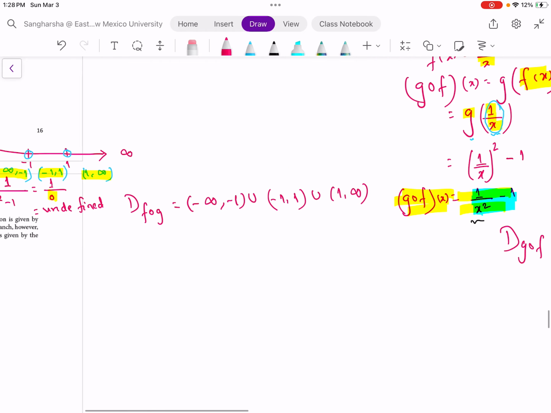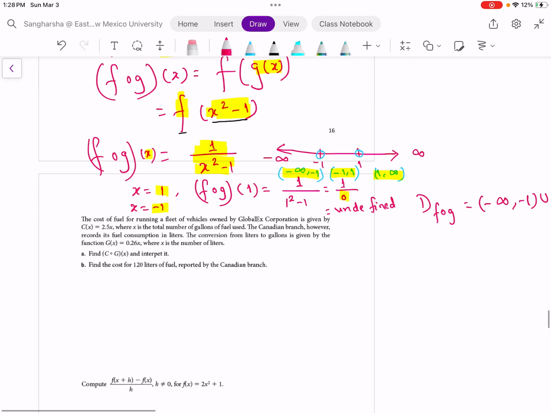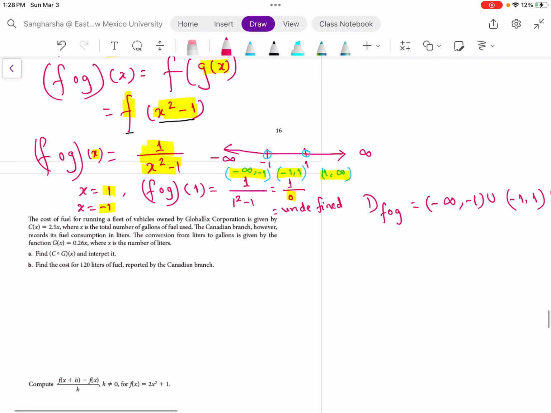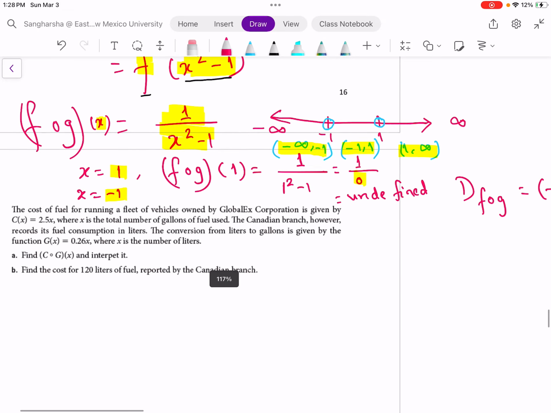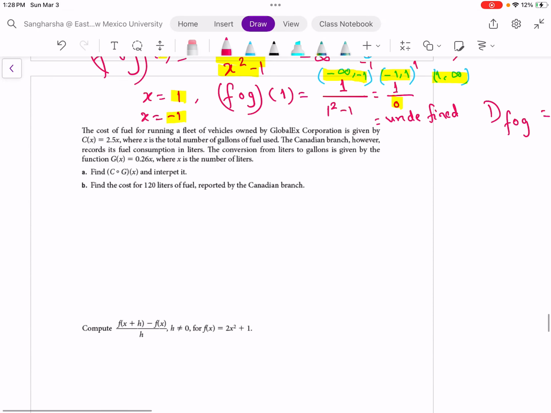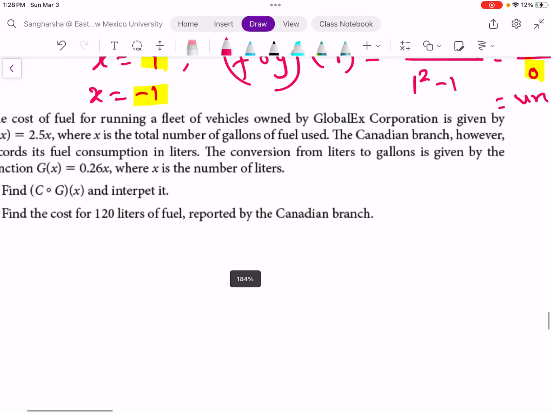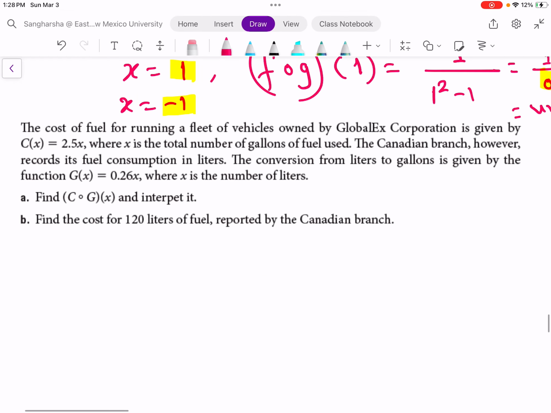So this is about our composite functions. Now we do have a real life application here. Let's go to the next example. In the next example, we have the cost of fuel for running a fleet of vehicles owned by a global X corporation, which is given by.